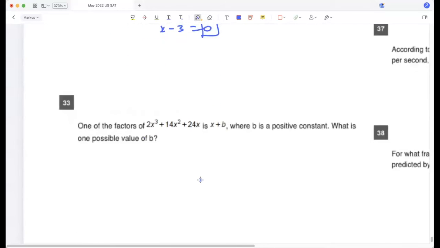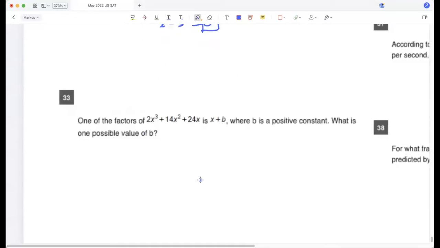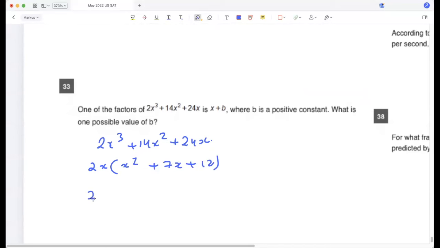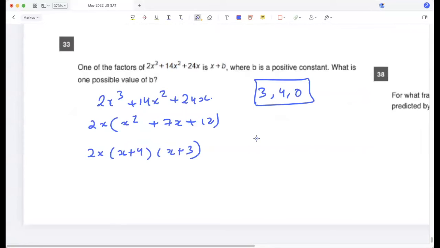One of the factors of this is x plus b, where b is a positive constant. What is one possible value of b? So 2x cube plus 14x square plus 24x. So let's take 2x common: x square plus 7x plus 12. So that is (x plus 4) into (x plus 3). So one possible value of b is 3, 4, or 0, right? Any of those can be values.